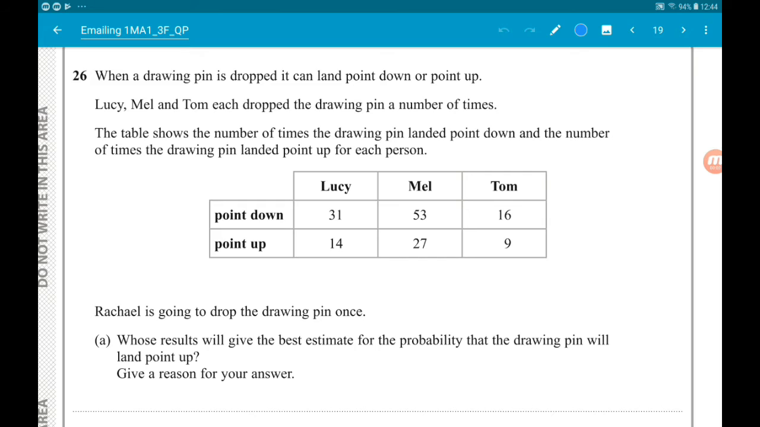Number 26. When a drawing pin is dropped, it can land point down or point up.